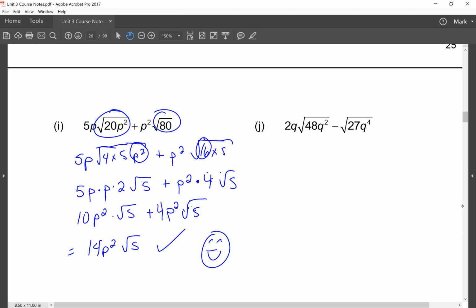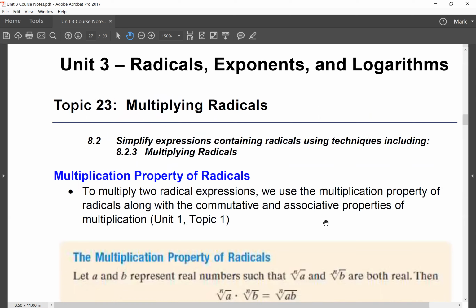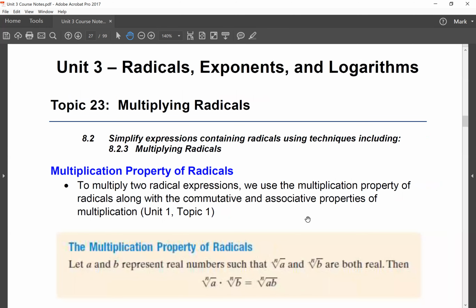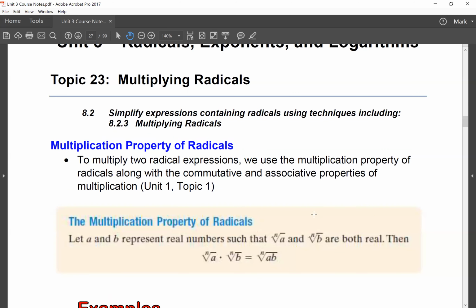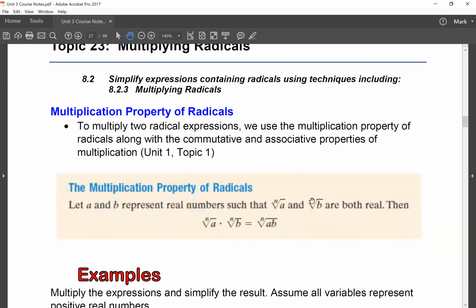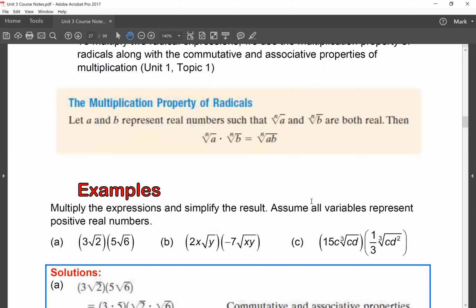All right. Now, I'm going to finish here in a couple minutes. I'm just going to introduce the next topic so we can get started with it tomorrow. The next topic, and kind of the last part about radicals here, is multiplying them, which I won't go too far into today, but we will tomorrow. To multiply two radicals, it's actually pretty simple. Let A and B here represent real numbers. And when I multiply two radicals, I can just multiply the numbers under that radical sign.